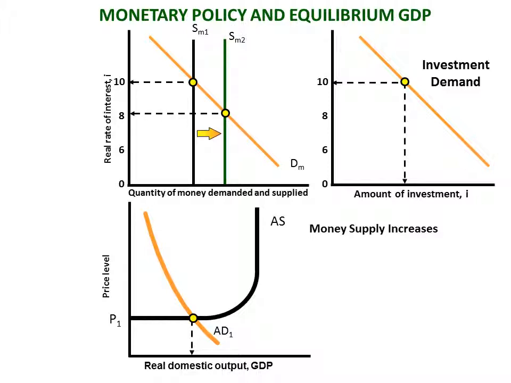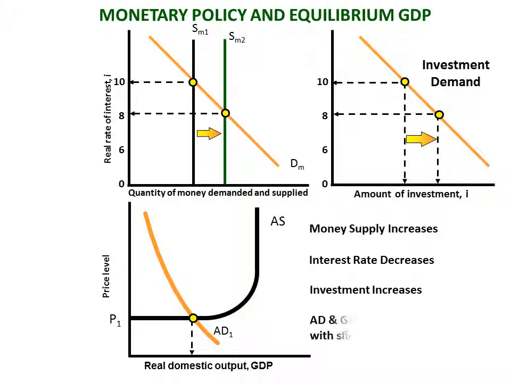And notice that as the money supply increases, it brings down interest rates, and then there's the relationship between the interest rate and the amount of gross business investment that takes place. There are more projects which will be profitable at a lower interest rate. So an increase in the money supply brings down interest rates. Lower interest rates in turn increase investment spending. And then of course investment spending shifts aggregate demand to the right.